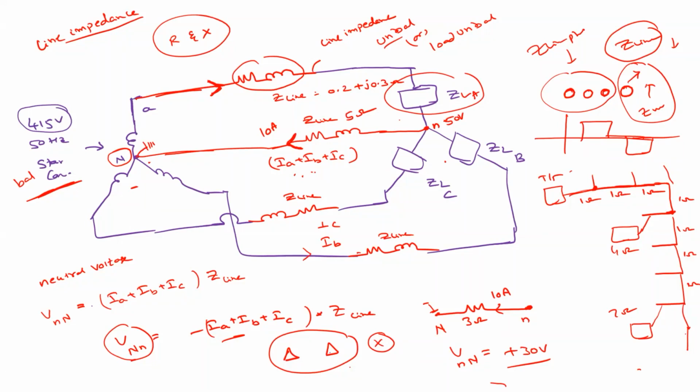So this is because of this neutral voltage. If you properly ground at our mains terminals, this can be avoided. Okay, so this can be avoided.